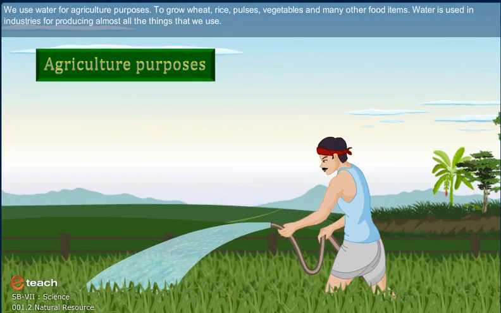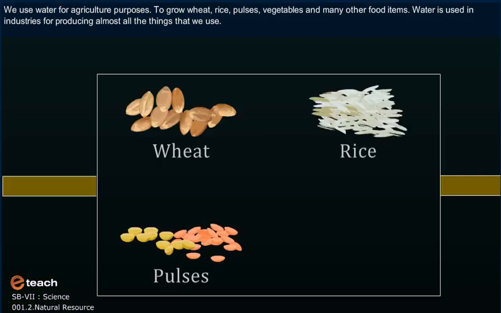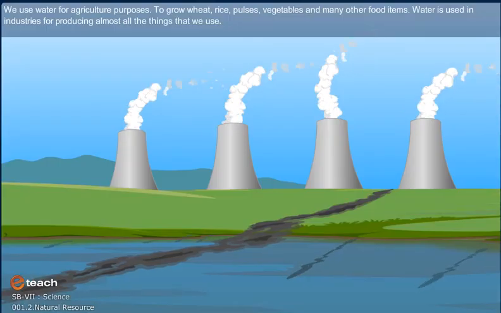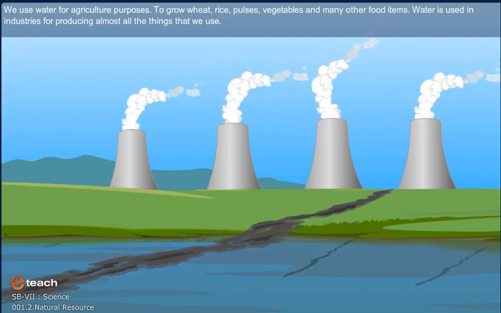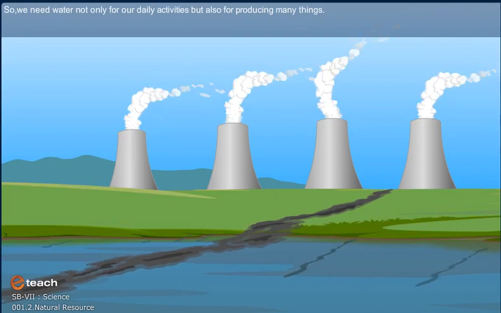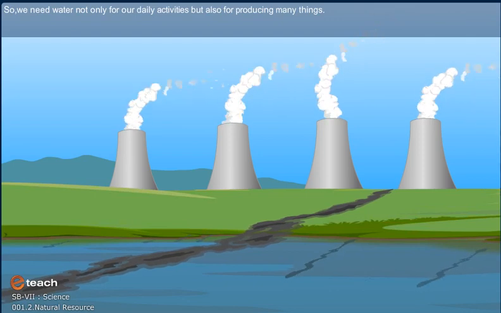We use water for agriculture purposes, to grow wheat, rice, pulses, vegetables, and many other food items. Water is used in industries for producing almost all the things that we use. So, we need water not only for our daily activities, but also for producing many things.